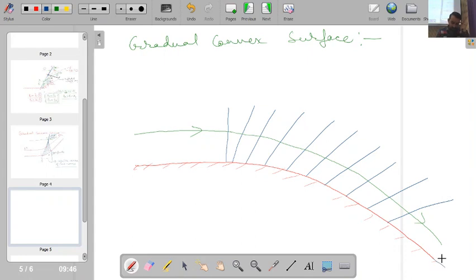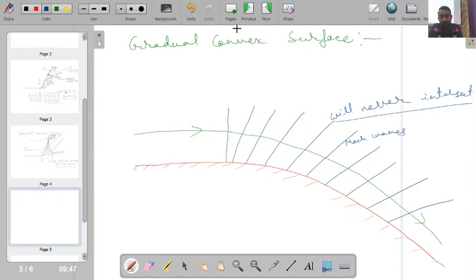Okay, so in this situation what you will be experiencing is that if you are having a gradual convex surface, though you are having the presence of large number of Mach waves, these Mach waves will never intersect. Okay, because as you move downwards, the angle will keep on changing and these will keep on diverging actually. So these will not meet even up to infinity. So here I will be having always the gradual variation of the flow and I will not be finding the presence of a shock wave.